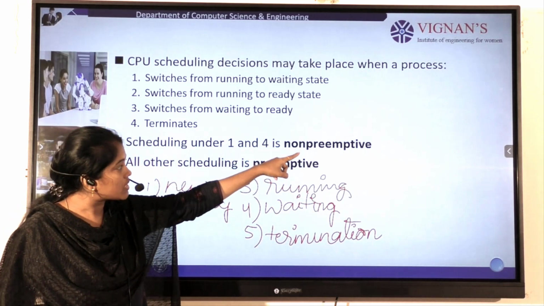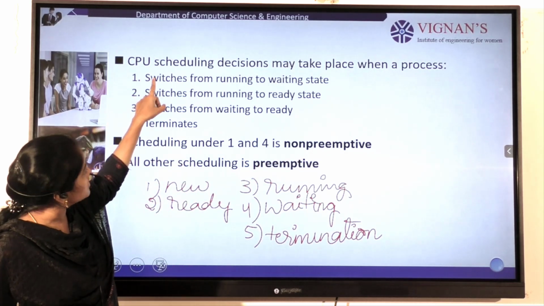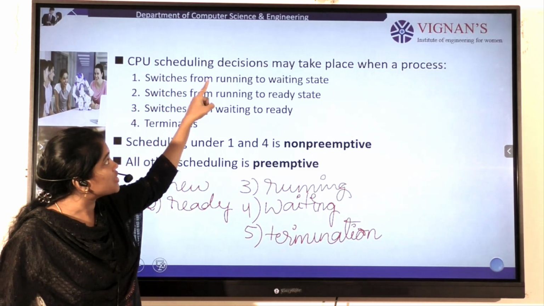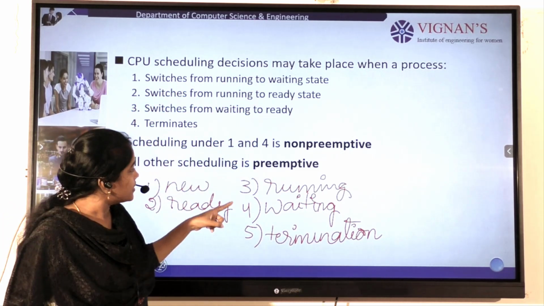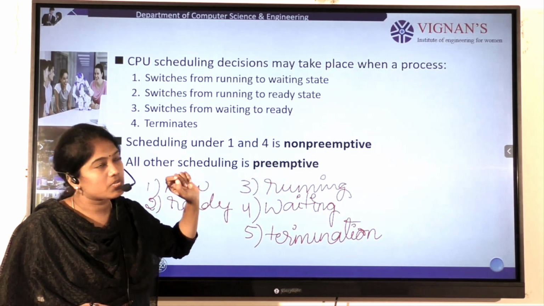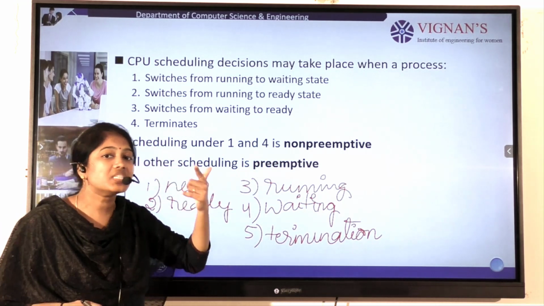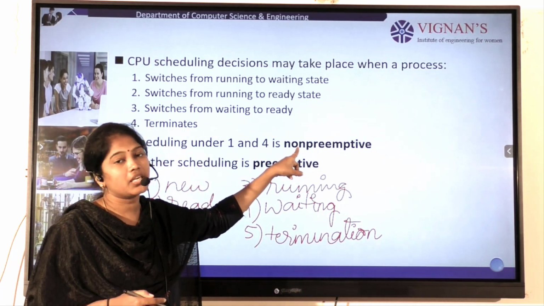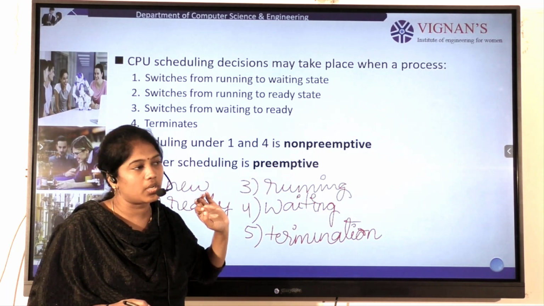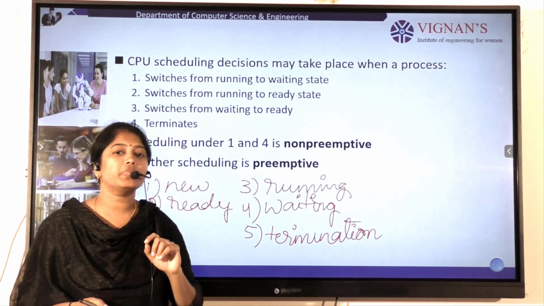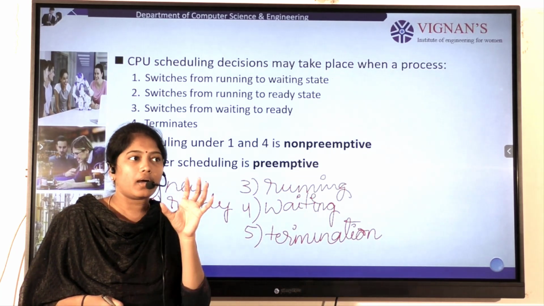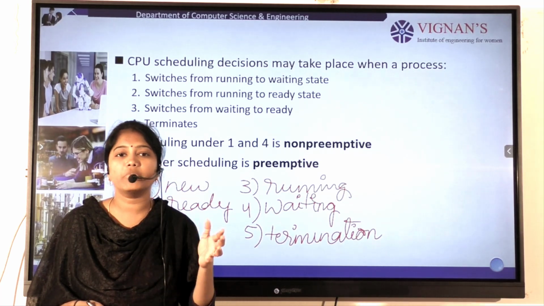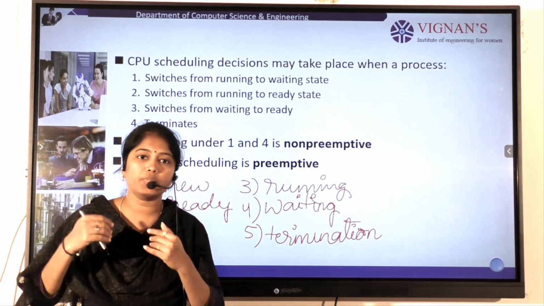Non-preemptive scheduling occurs in situations 1 and 4. That means when a process switches from running state to waiting state, and also when a process completes its execution and terminates, it is called non-preemptive scheduling. Non-preemptive means until a process completes its execution, it will not come out from the execution or the CPU.